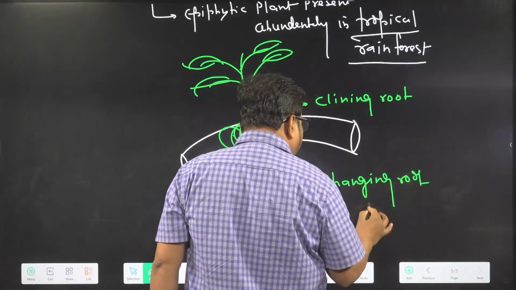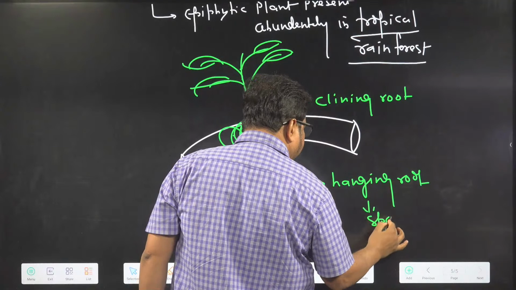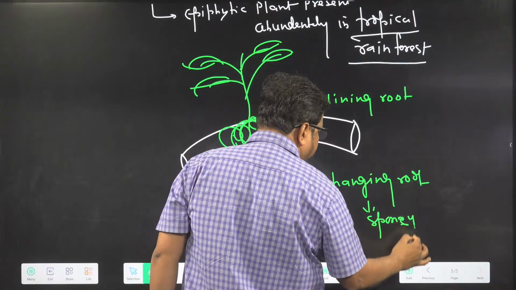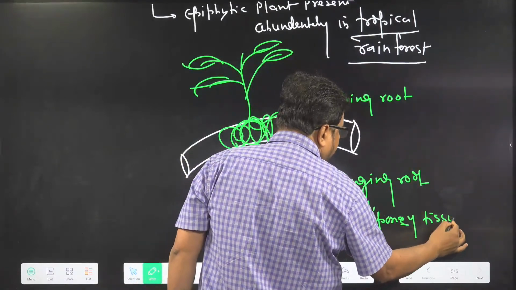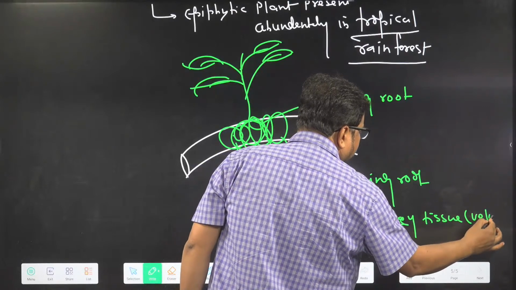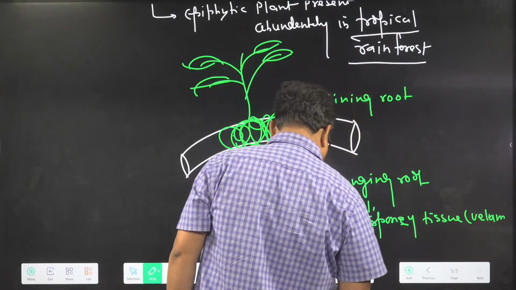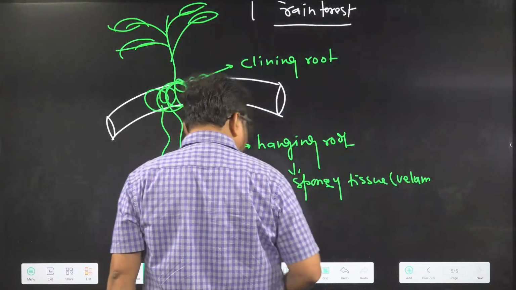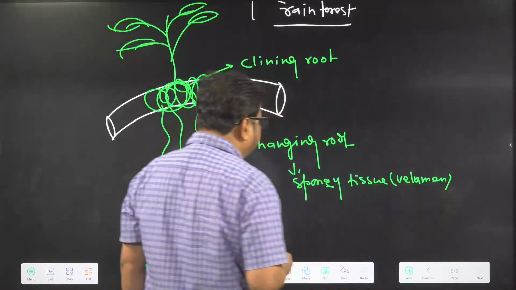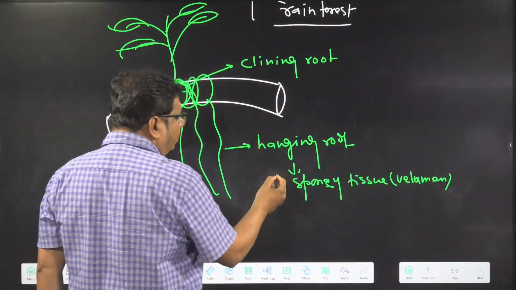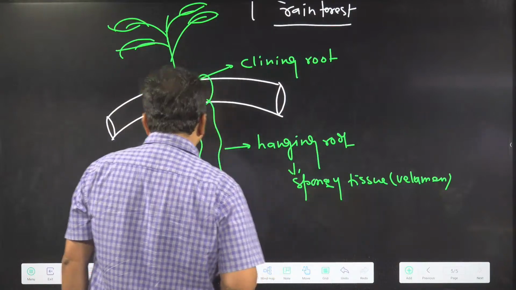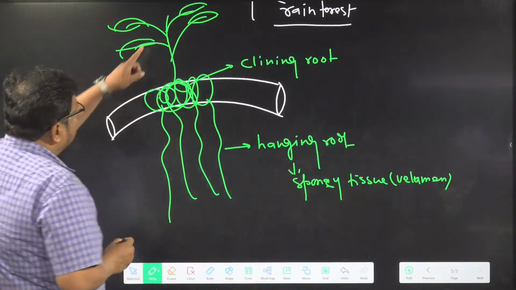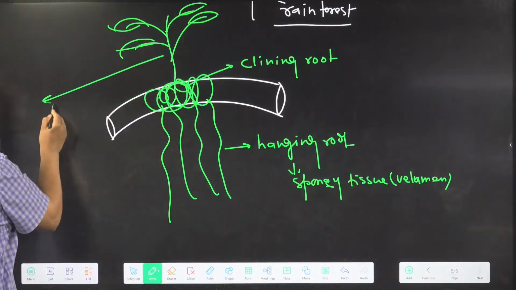So in the hanging root, what is there? A spongy tissue is there, and this is called velamen. This is called what? Velamen. So this hanging root is also called velaminous root. So what's happened? Which plant is this? Vanda orchid.